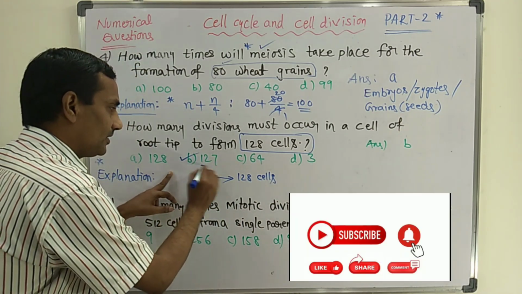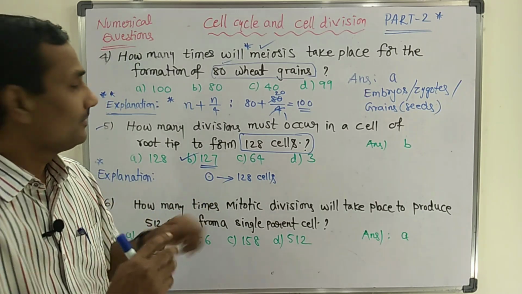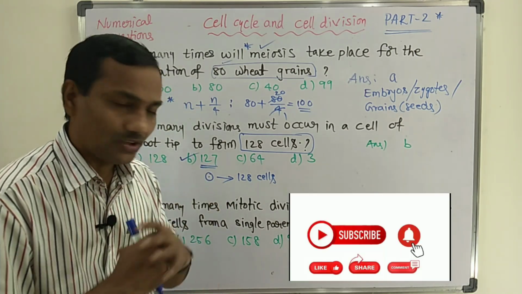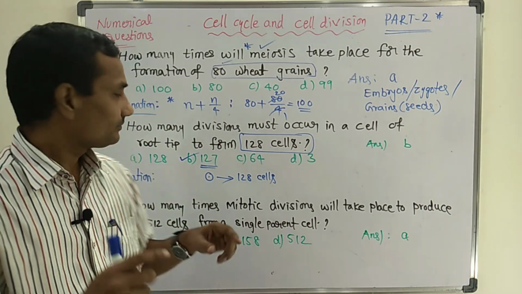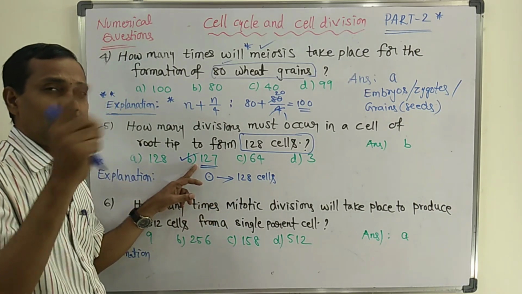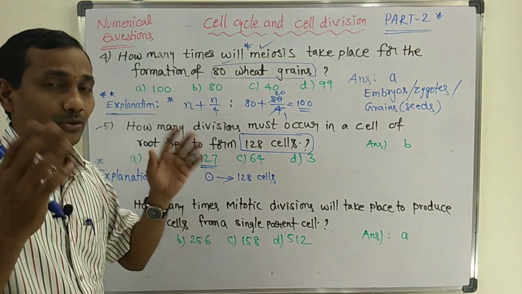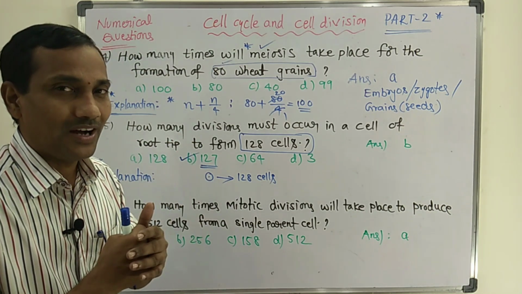For this, the correct option is 127. The cell has to divide 127 times. So 127 mitotic divisions are required. You may get a doubt: how is it possible?